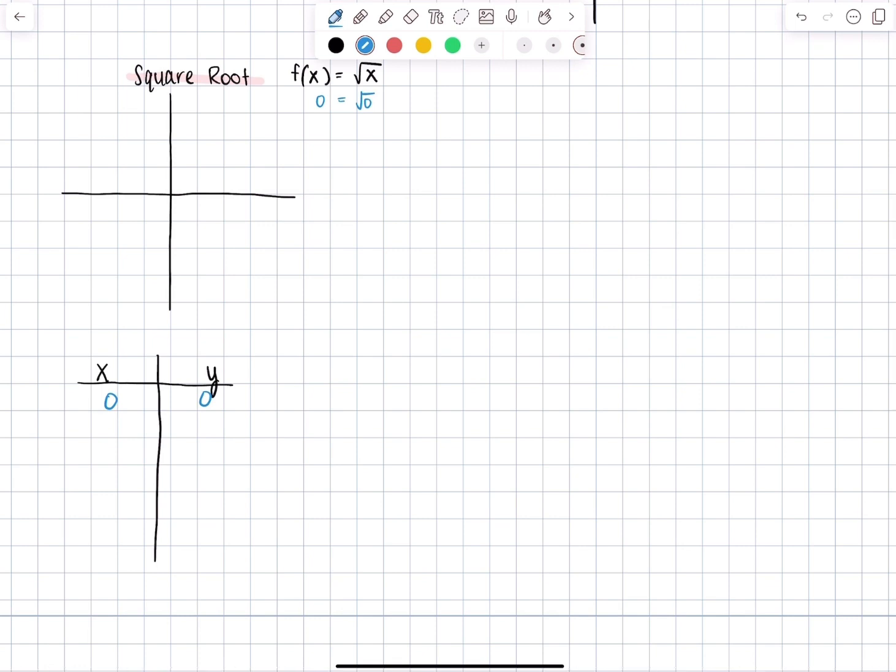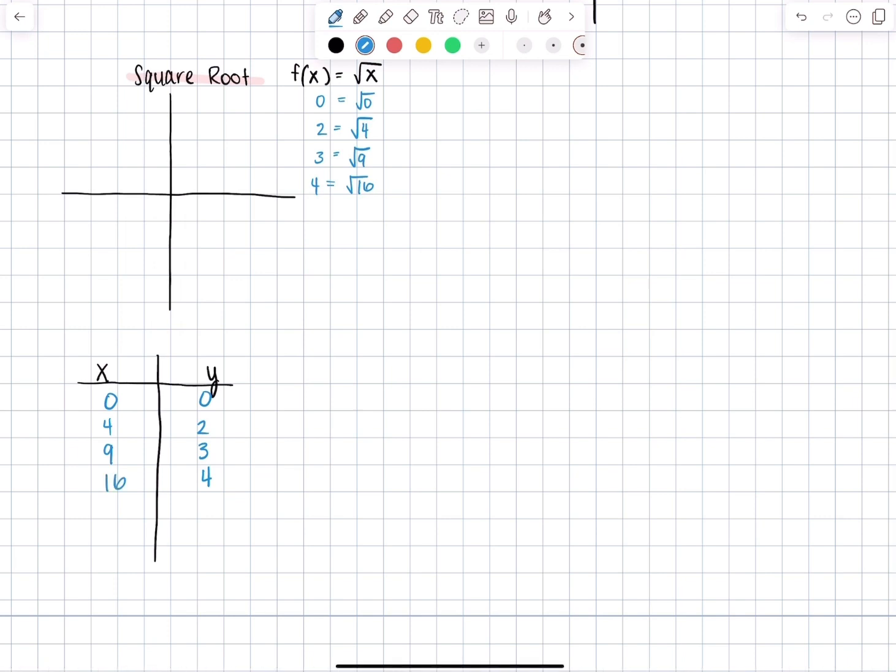Let's pick the number 4 because that's easy as well. The square root of 4 is just 2. And a few more. So 9, the square root of 9 is 3. So 3, 9. Oops, this should be this way. Okay. And then the square root of 16 is 4.